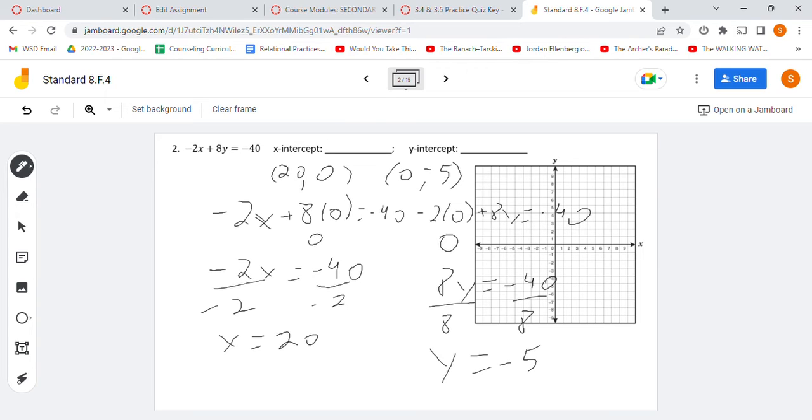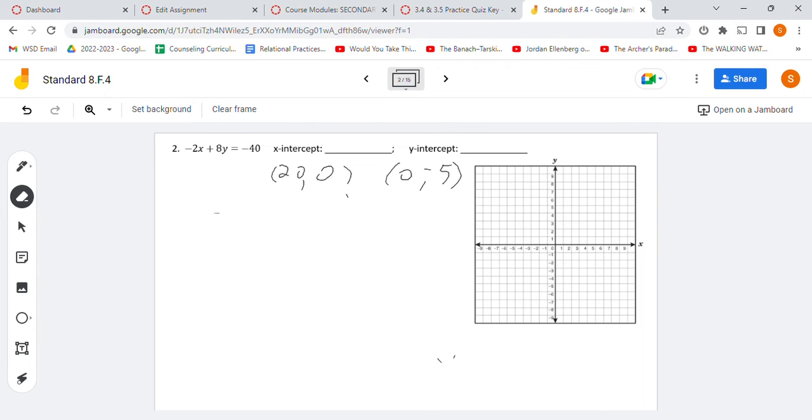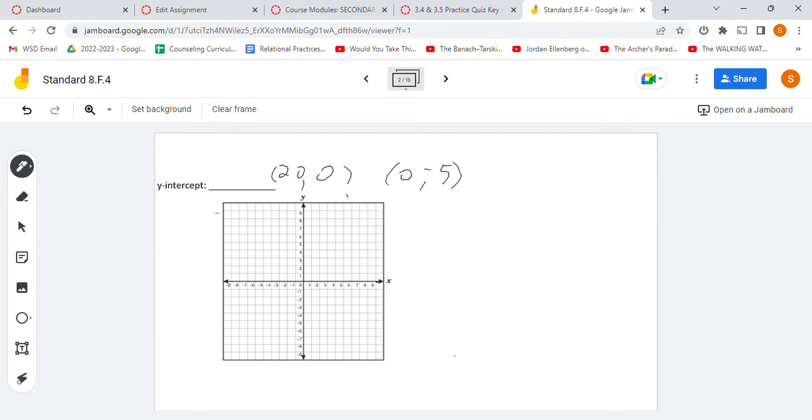So we now have our 2 points, and you'll notice that one of these is quite a way off the graph. The 20 and the 0 are the x-intercept. So in order to get that on there, we're going to move this graph over and give ourselves lots of extra space. We've got to go all the way out to 20. So 9, we're at 10, 11, 12, 13, 14, 15, 16, 17, 18, 19, 20. All the way out there. And then our y-intercept at 0, negative 5 would be right here. And if we connect those 2 points, that will give us our line.